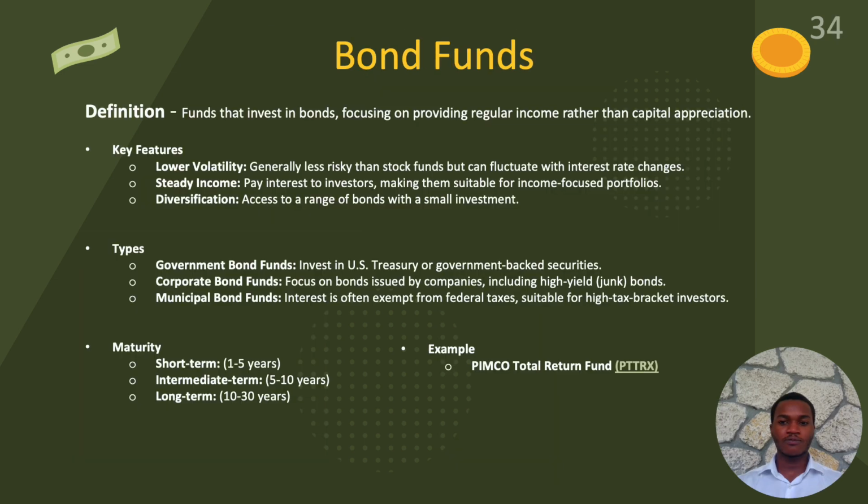Bond funds focus on providing income as opposed to capital appreciation. They offer low volatility and steady income. Some common types are government, corporate, and municipal bond funds, which are then further categorized by maturity. One example is the PIMCO Total Return Fund, which seeks to maximize total return through higher quality intermediate term bonds.